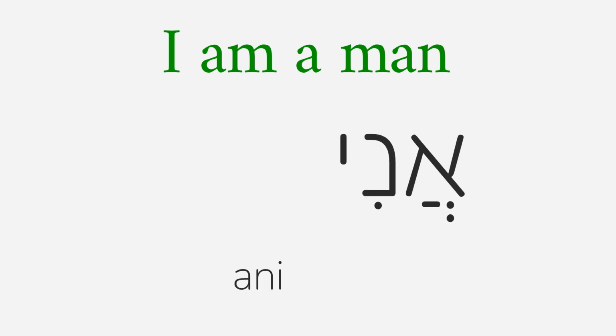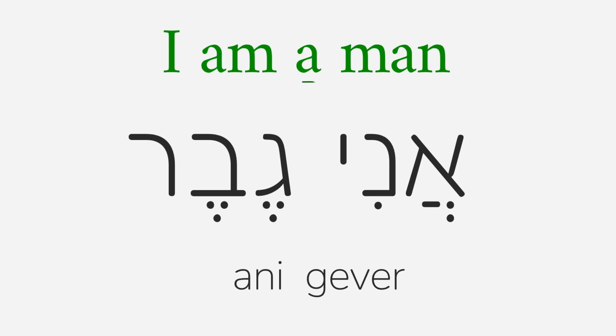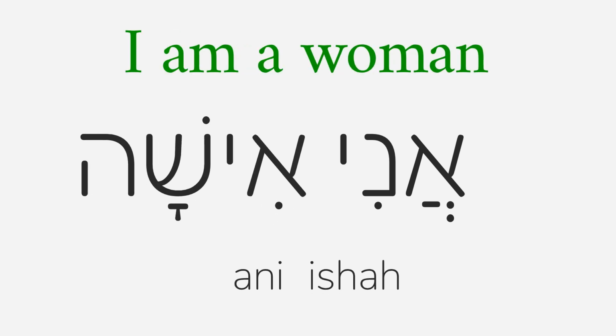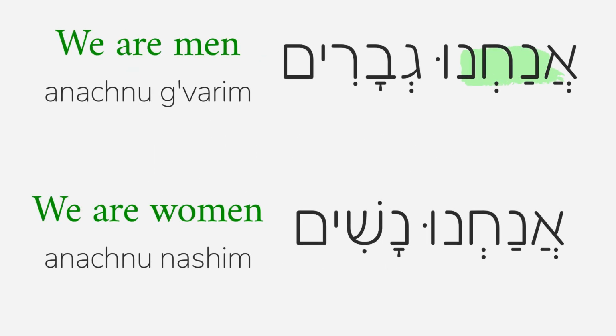So to say I am a man, we have the word ani, I, and gever, man. In Hebrew there is no word for a, and there's also no word for am, and so that's all we have. Ani, gever, I am a man. And you can also use ani to say I am a woman. Ani, isha. We can use anachnu to say we are men or we are women. Anachnu gavarim and anachnu nashim. So ani and anachnu do not change depending on the gender of the subject.